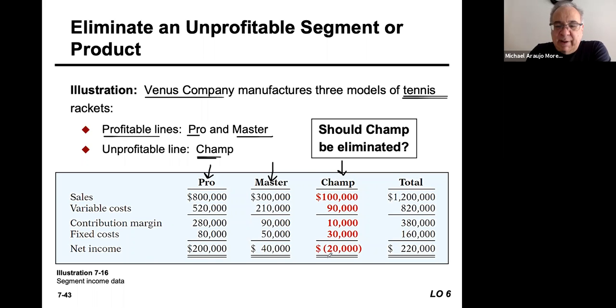Okay. So clearly not the best. However, when you look at Venus Company in total, they're still a profitable company. 1.2 million in sales, 220,000 in net income. So it's very, very good. Even with Champ, they're profitable. So should you eliminate Champ or not?